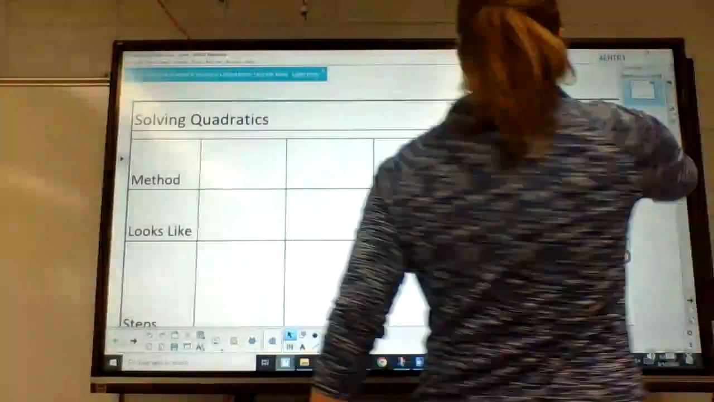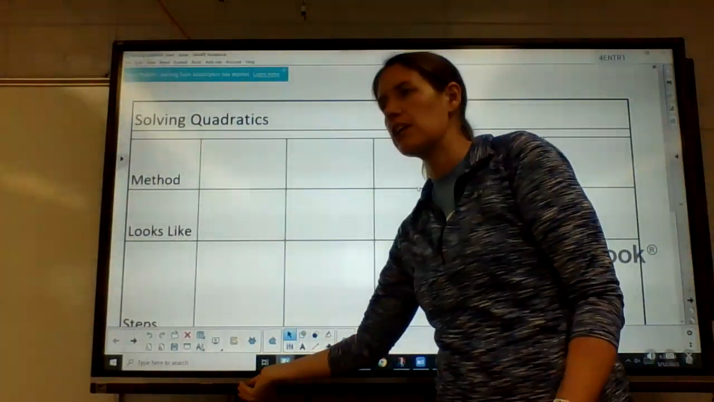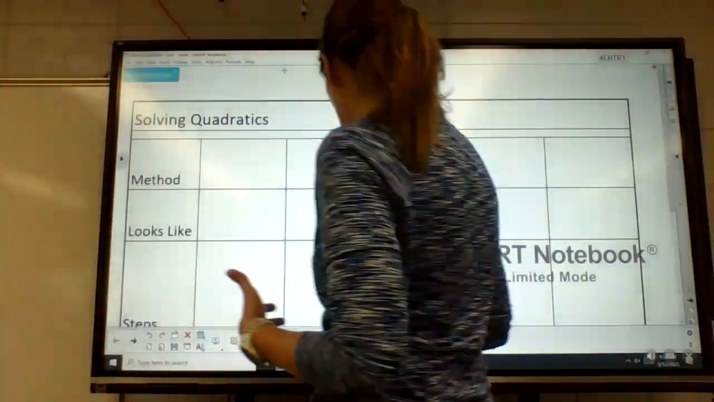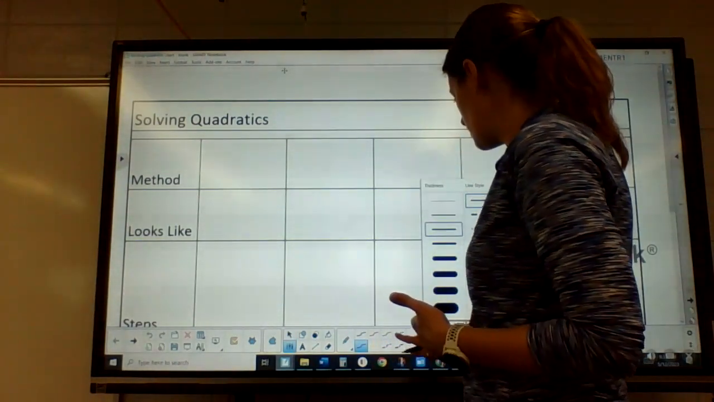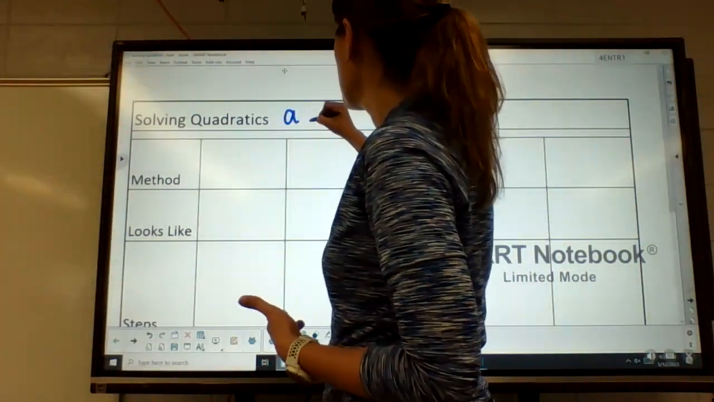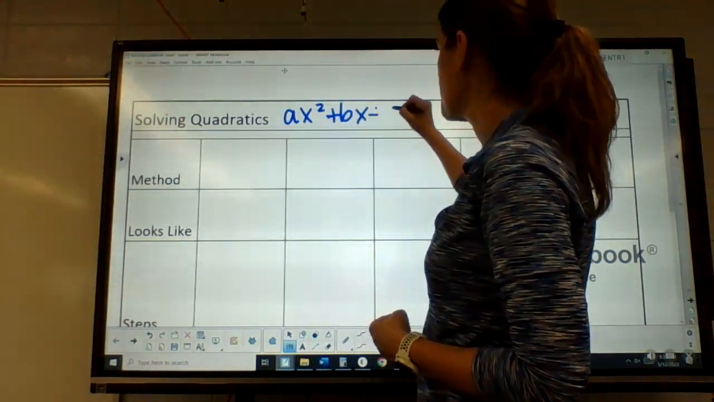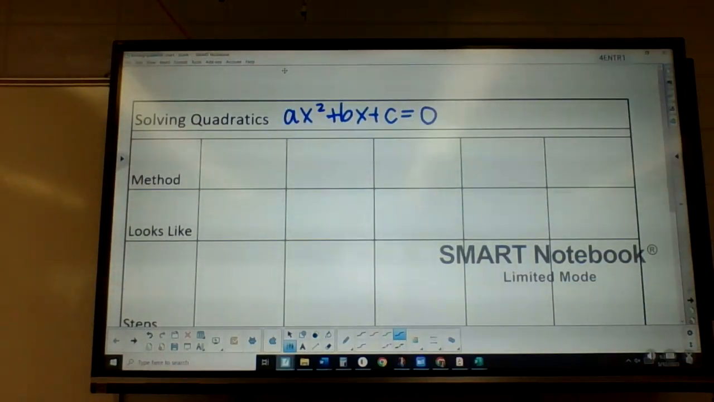When we solve quadratics, first of all, remember that typically our equation is going to have a squared. So the way we know it's a quadratic is it has a squared involved. Typically it has some sort of form like this, where the x squared is the highest power.